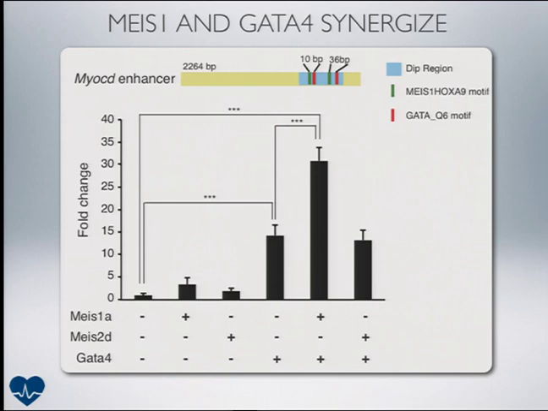MEIS1 by itself can only very modestly activate this enhancer. MEIS2 doesn't do much at all. GATA4 can fairly robustly activate this enhancer, but then when you add MEIS1 to the mix, there's a very strong synergism between MEIS1 and GATA4, which indicates that our predictions based on the computational interrogation of the enhancers were actually validated.